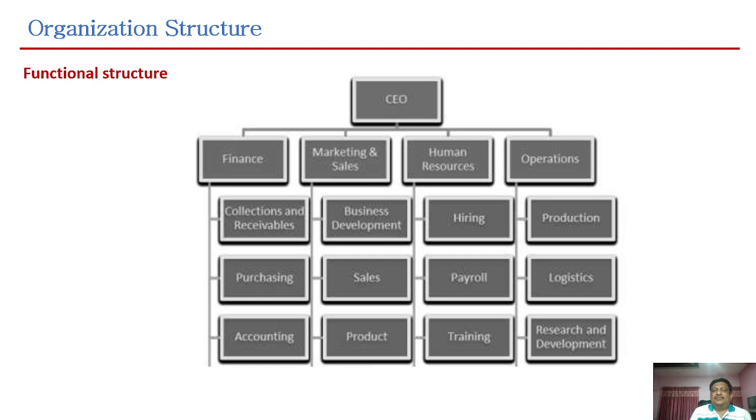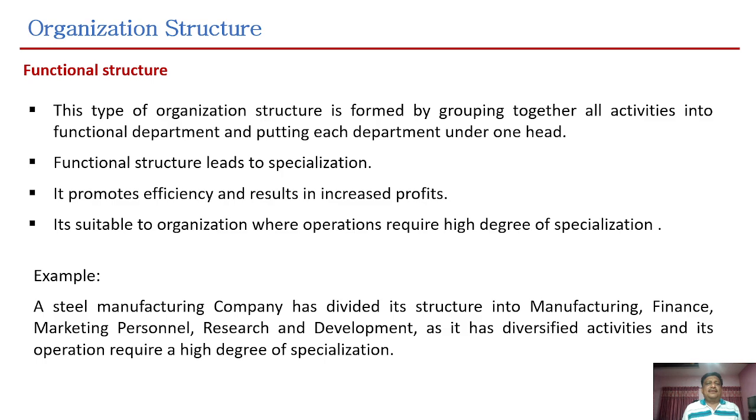Then in marketing, we have business development, sales and product. In human resources, we have hiring, payroll, and training. In operation, we have production, logistics, and research and development. Means based on the function which we are performing, we divide these things, and we have these different departments. So this is called a functional structure. It's based on the functions that we are dividing the human resources, or we are making the different departments.